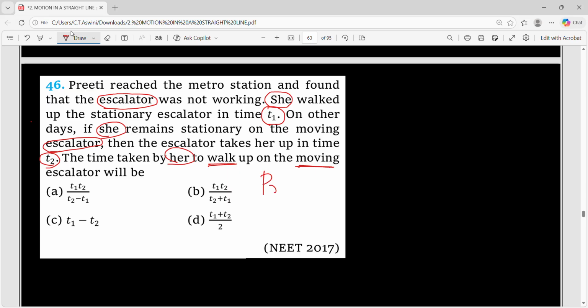So what is the time taken? It is the product of the times by the sum of the times. That means t1 t2 by t1 plus t2. So what is the answer? Option number B. Clear with this?